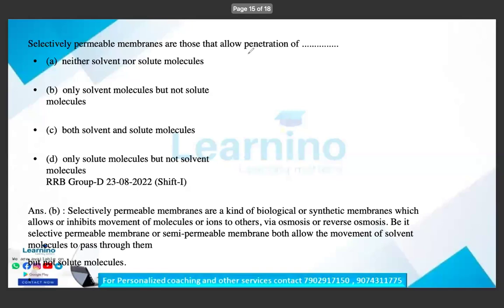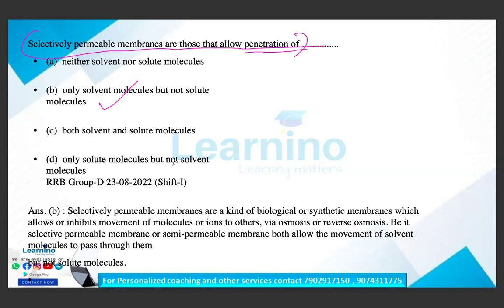Selectively permeable membranes are those that allow penetration of only solvent molecules but not solute molecules. They are a kind of biological or synthetic membrane which allows or inhibits the movement of molecules or ions via osmosis or reverse osmosis. Be it selectively permeable membrane or semi-permeable membrane, both allow the movement of solvent molecules to pass through them.